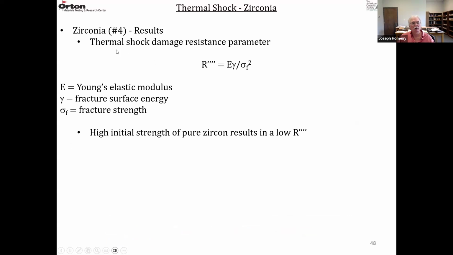So they looked at R'''', which was in this case E, Young's elastic modulus, times the fracture surface energy gamma, and that's divided by the strength squared. So the high initial strength of pure zircon, remember it was much higher than the composite, and it's squared. That gives a very low R'''' for the pure zircon material.